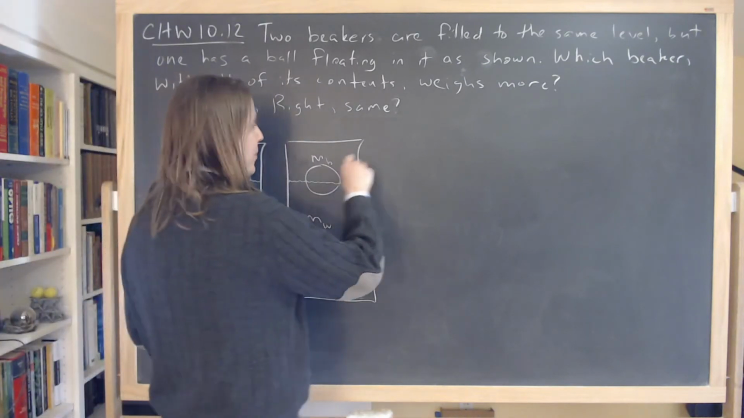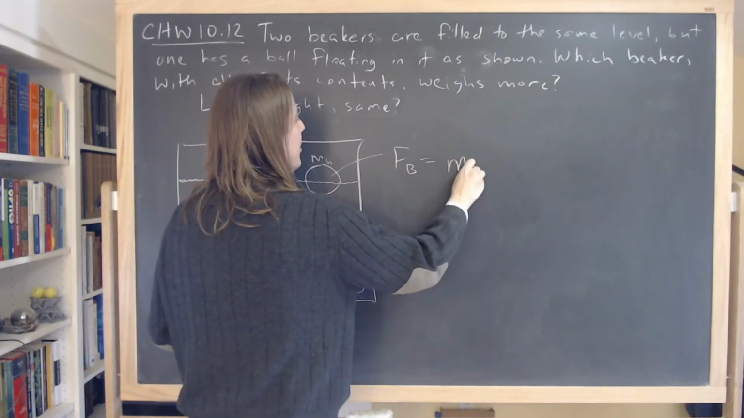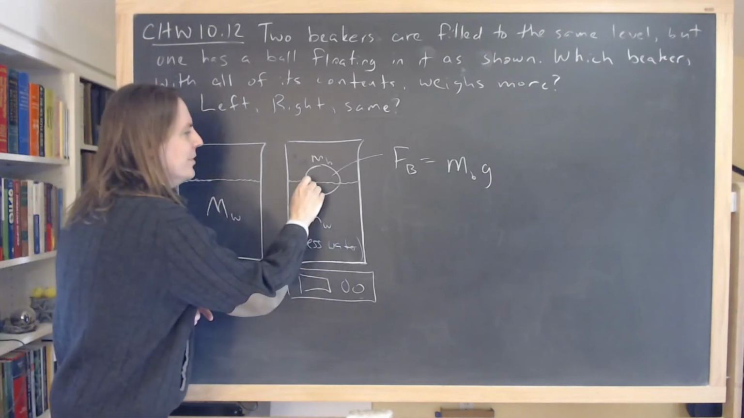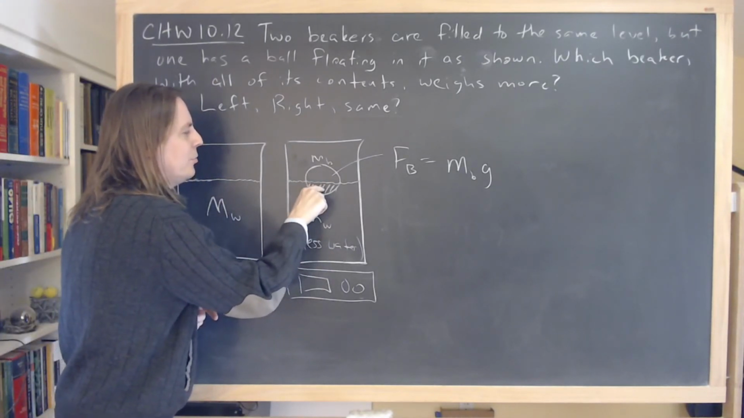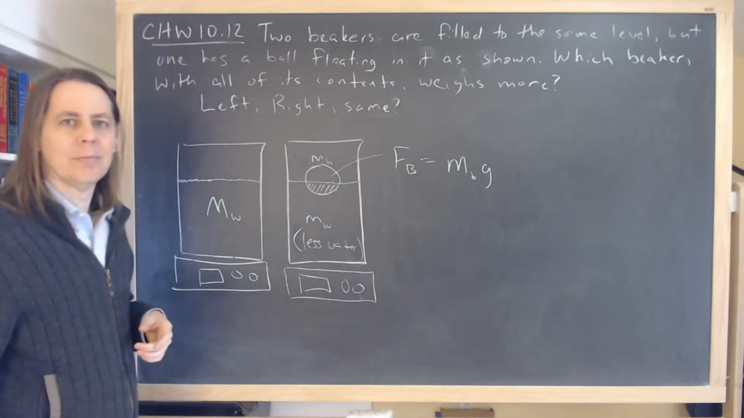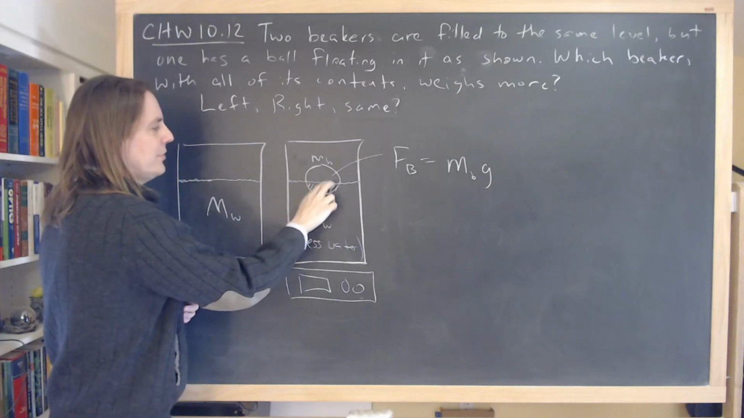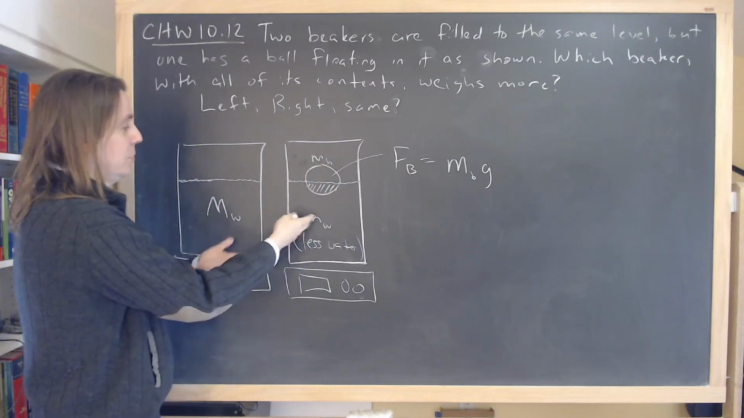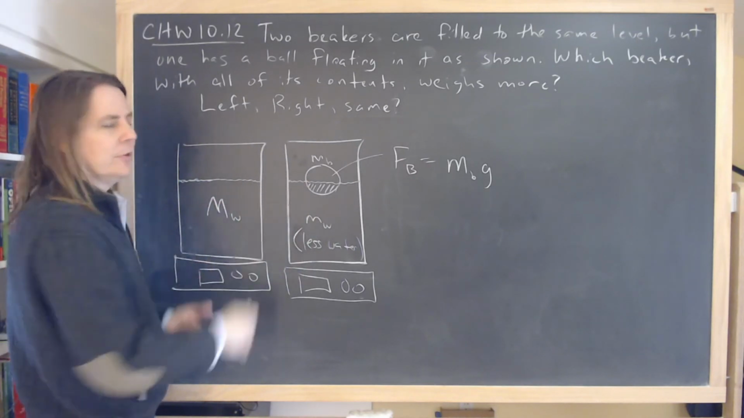Right? So we know that for the ball, the buoyant force is equal to the mass of the ball times g. But what that means is the weight of that volume of water is equal to the mass of the ball. So what you have is a ball whose mass is, if you just turn it into water, it would exactly fill that volume. And then, if you were to add that to this, then this would be big M W, right? Then they would match, because it would be two beakers of water with the same volume.